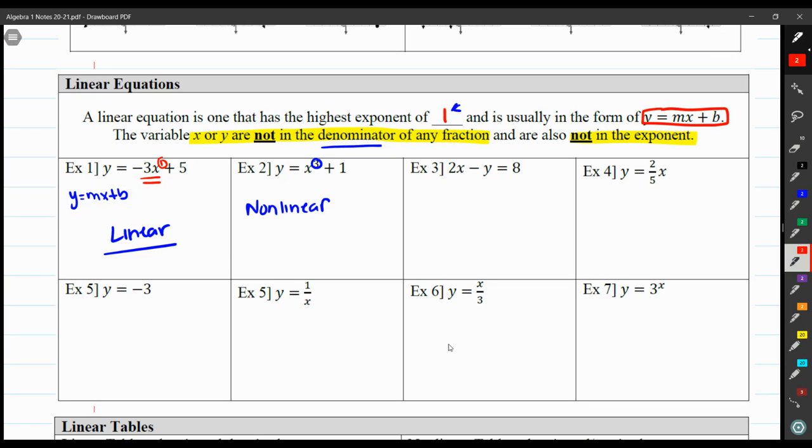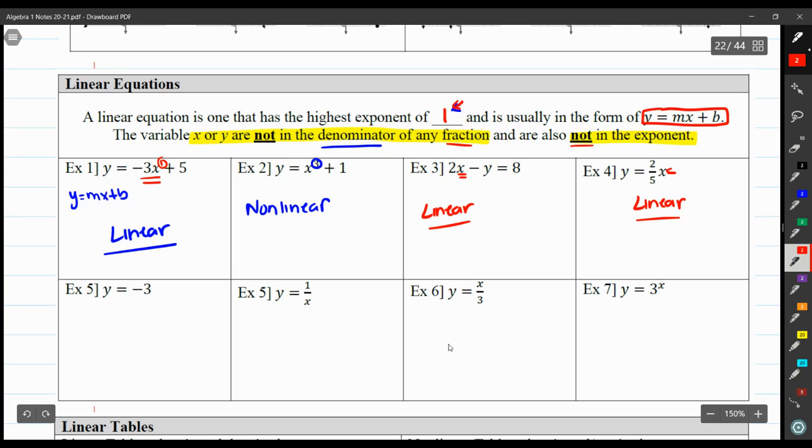So example 3, 2x minus y equals 8. Well, let's see. There are no fractions, so that's okay. I don't have any exponents, so that means it has to be a 1. And my x is not in an exponent, so this is also linear. Number 4, y equals 2/5 x. 2/5 is the coefficient. Yes, it's a fraction, but x is not in the bottom, so this is also linear.